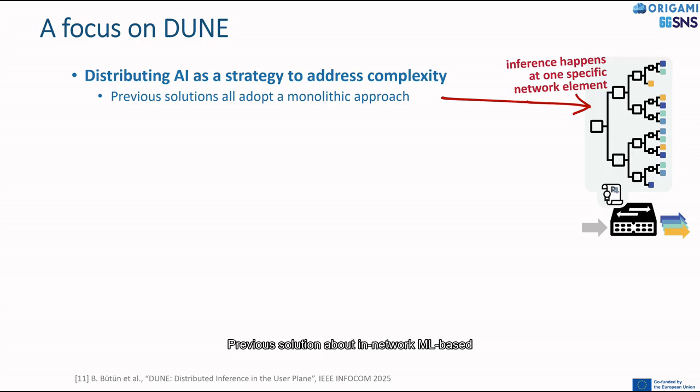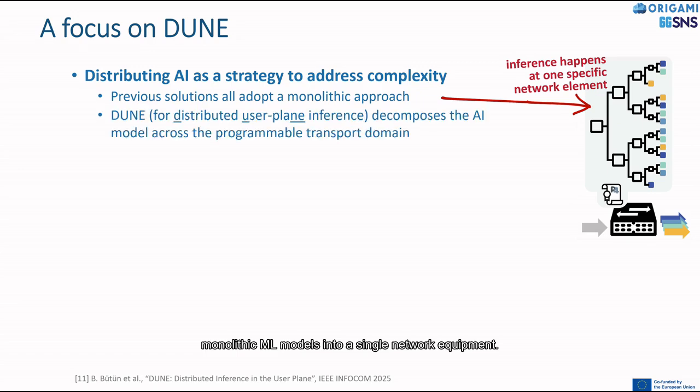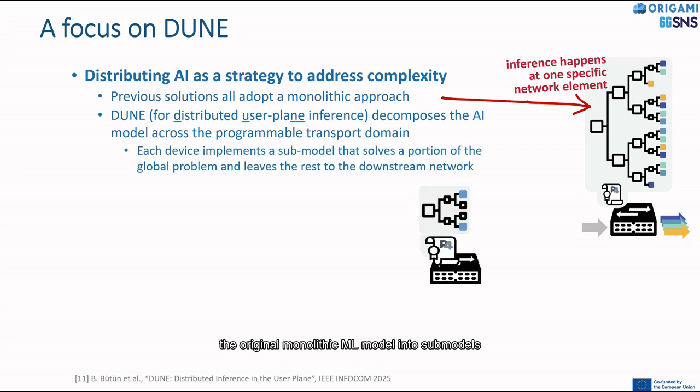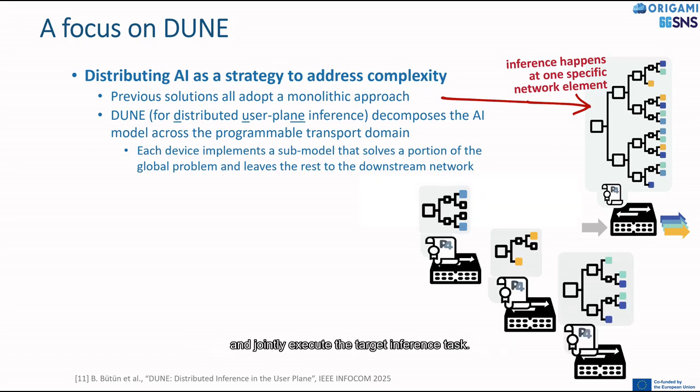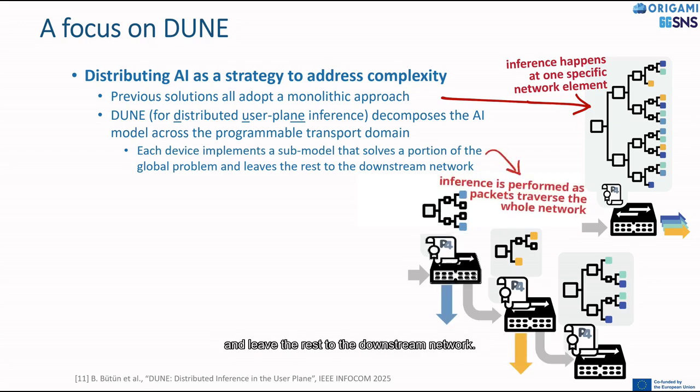Previous solutions about in-network ML-based inference have invariably sought to implement monolithic ML models into a single network equipment. Our proposal is to decompose the operation of the original monolithic ML model into submodels that can be deployed as P4 programs into different devices and jointly execute the target inference task. This lets each device solve a portion of the problem and leave the rest to the downstream network.